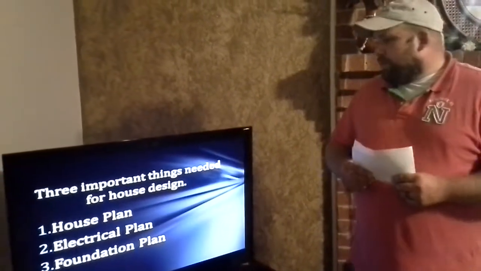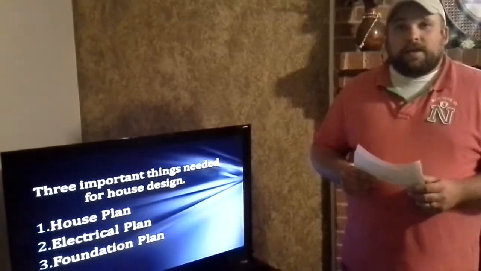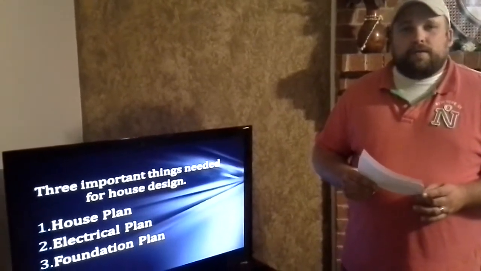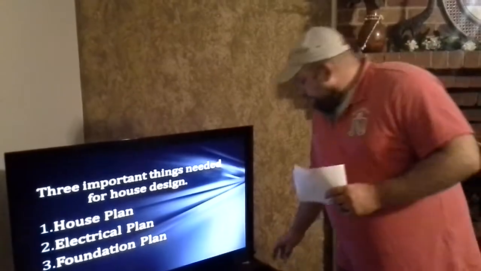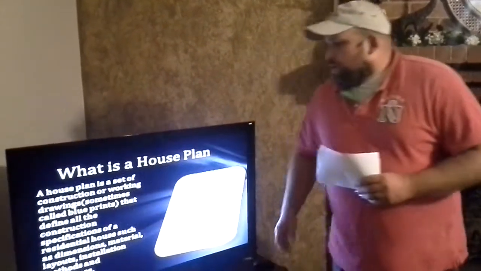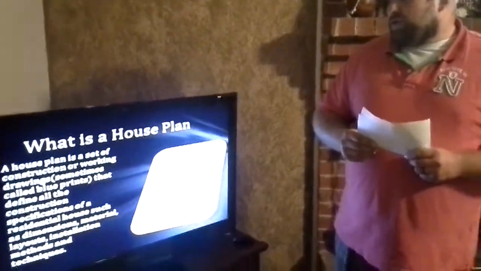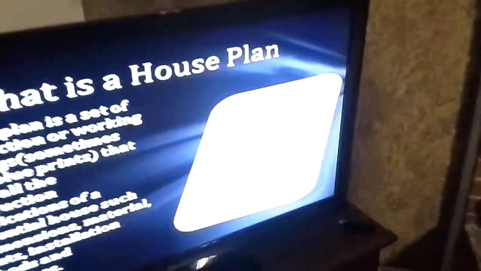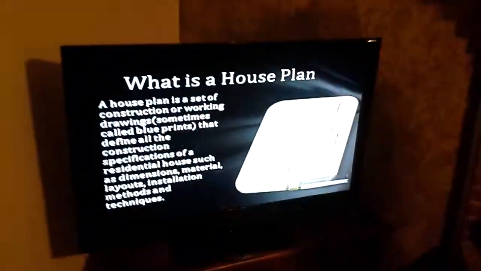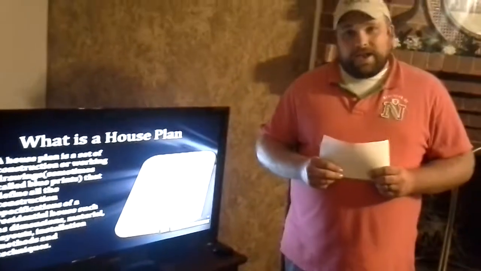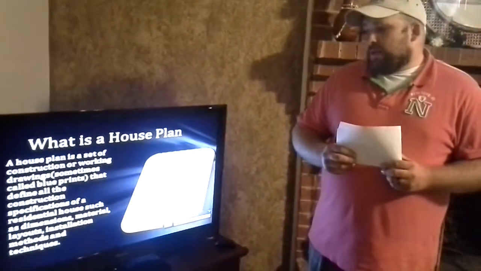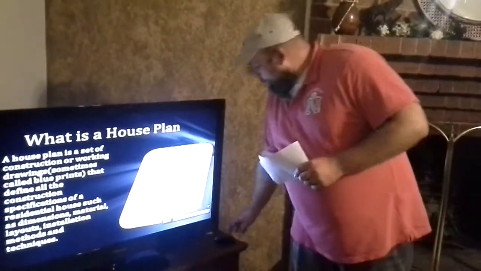There are three important things needed for house design. You have a house plan, electrical plan, and a foundation plan. What is a house plan? A house plan is a set of construction or working drawings, sometimes called blueprints, that define all the construction specifications of a residential house, such as dimensions, materials, layouts, installation methods, and techniques.